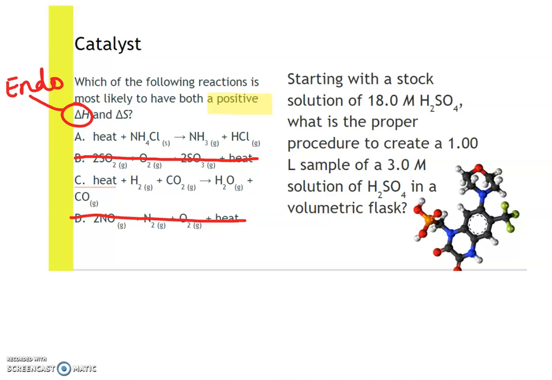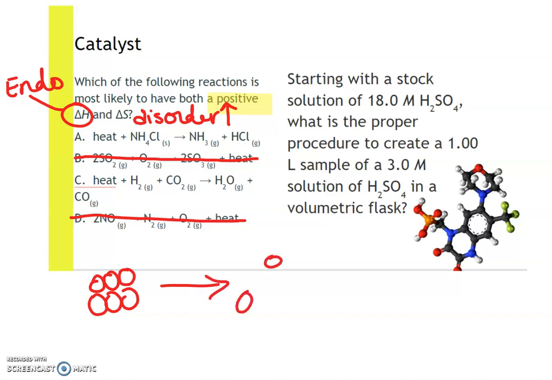Now, positive delta S means that my disorder is increasing. So that means I'm going from a very ordered, structured system, like a solid or a liquid, to a very chaotic system that can move anywhere it wants to go, like a gas. So states of matter is really your friend when you're looking for a positive delta S.